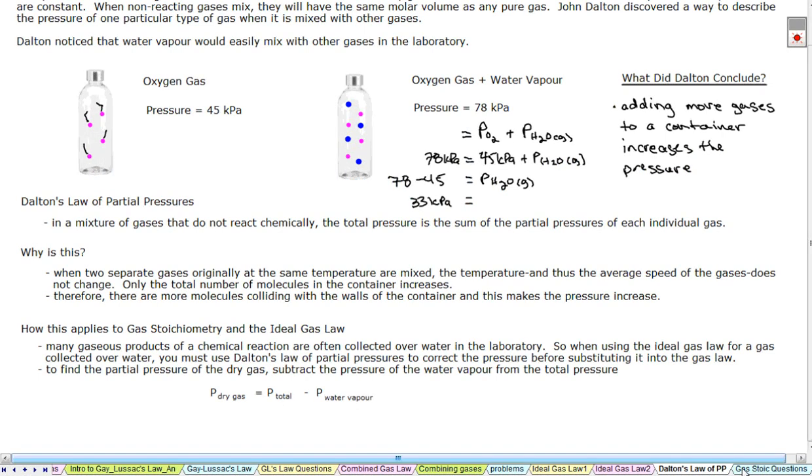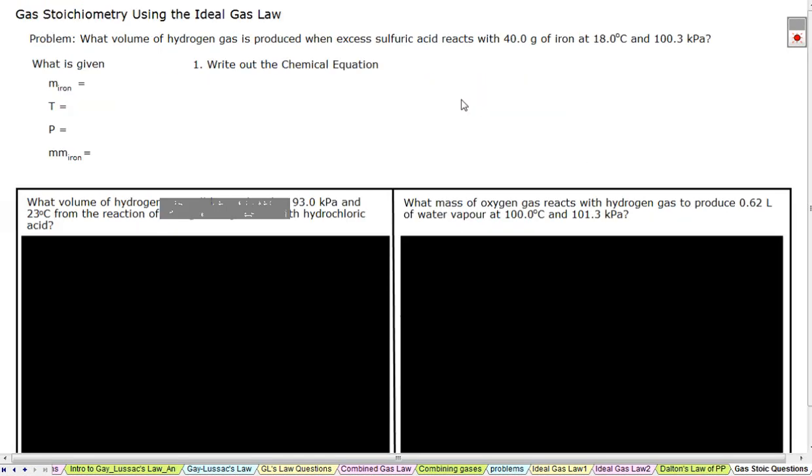What we're going to do right now is take a look at stoichiometric questions, and we'll go through and use the ideal gas law here. So the first problem we have is, what volume of hydrogen gas is produced when excess sulfuric acid reacts with 40 grams of iron at 18 degrees Celsius and 100.3 kPa? We're just going to do some gas stoichiometry right now.